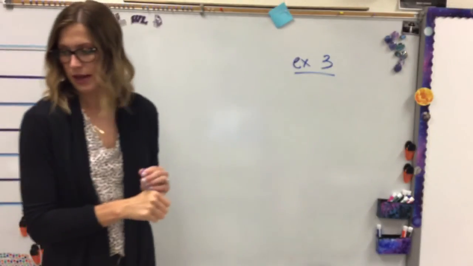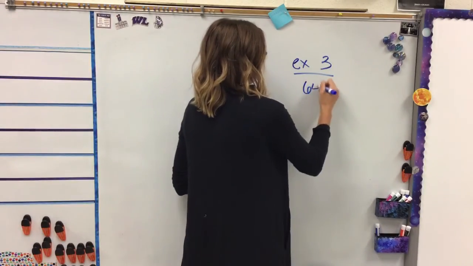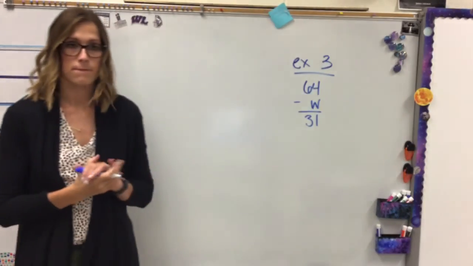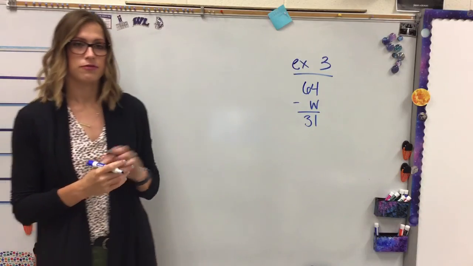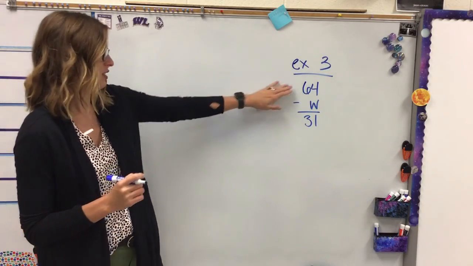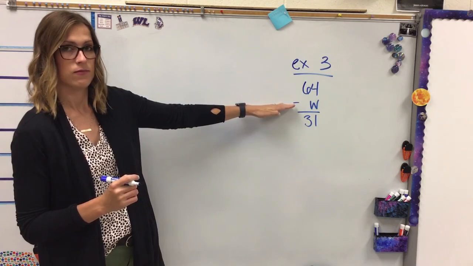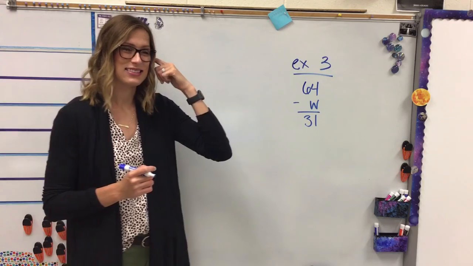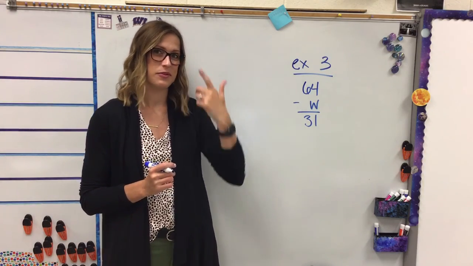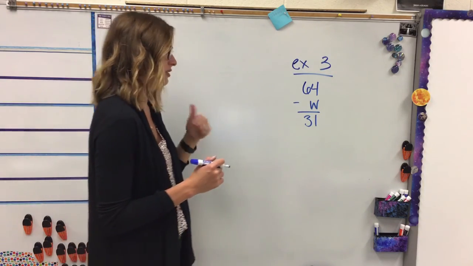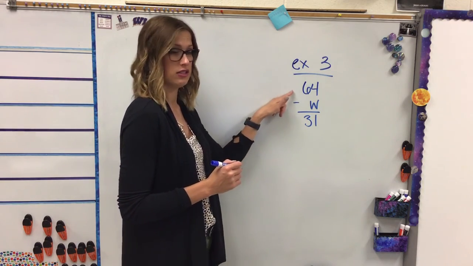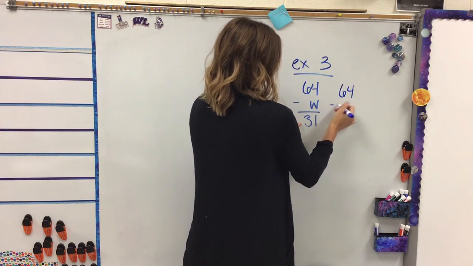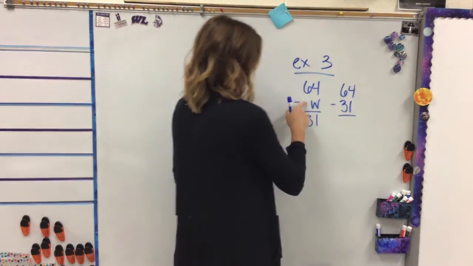So example 3, you already have it on your paper. 64 minus W equals 31. All right? Is my missing number first or second? Missing number in a subtraction sentence, is it first or second? Second. So remember I still subtract. Remember, second starts with an S, subtract starts with an S. That's an awesome way to remember that. Missing number is second, I still subtract. My biggest number still needs to stay on top. So I'm going to go 64 minus 31, and that's going to give me W.